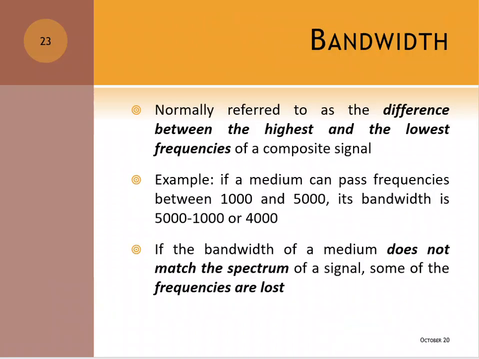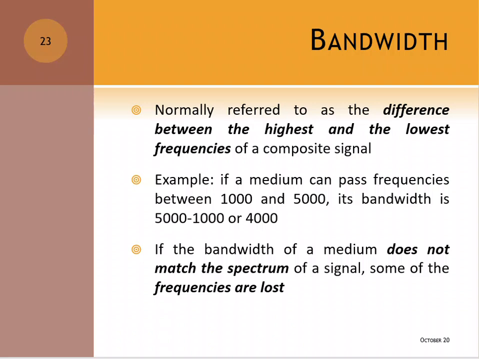I want to highlight the term bandwidth. Apakah itu bandwidth? Normally it is referred to as the difference between the highest and the lowest frequencies of a composite signal. Dia adalah perbezaan di antara highest and lowest frequency, maksudnya frekuensi maksimum tolak dengan frekuensi minimum. So if a medium can pass frequencies between 1000 and 5000, its bandwidth is 5000 minus 1000, which is 4000.